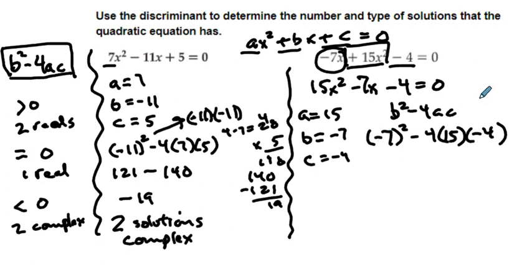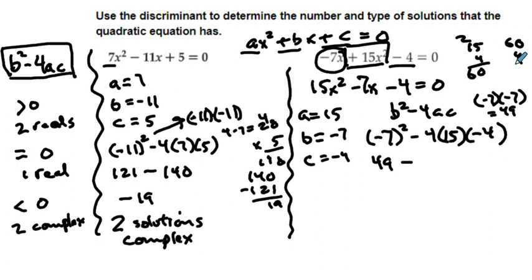So negative 7 squared, we'll do the work off to the side here, is negative 7 times negative 7. So that's going to give me 49. All right. And then I'm going to have a minus, and 4 times 15 is 60. I'm doing this as much for me as I am for you. And then 60 times negative 4, let's just do 60 times 4, is 240, but it's going to be negative. So I got negative 240.